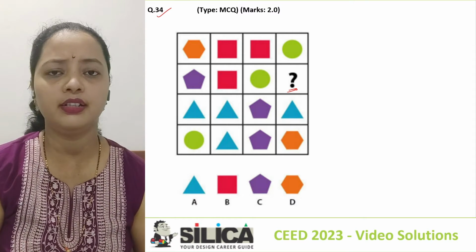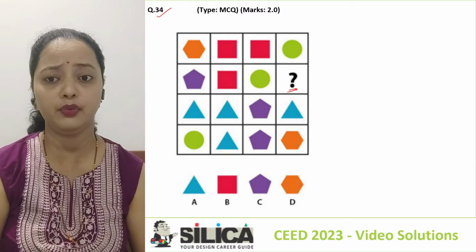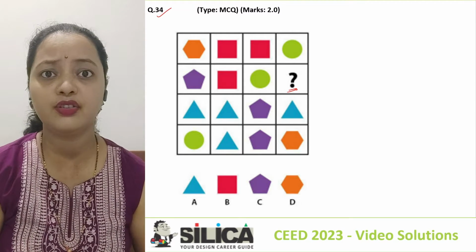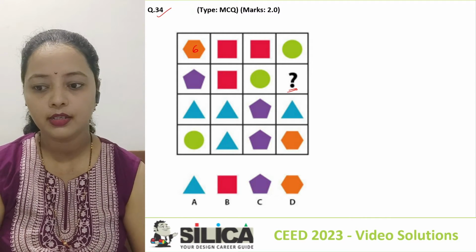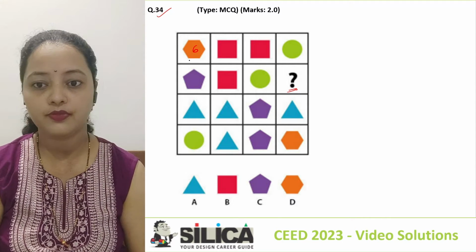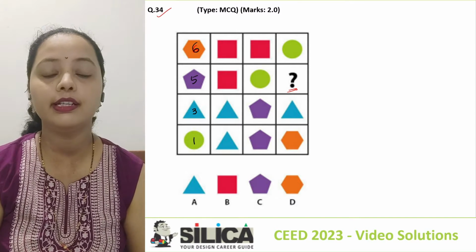Now in terms of color, if we check, there isn't any particular pattern that you can see. So what I can do is, these are geometrical figures, right? So let's count the number of sides each figure has. This is 6. Let me change the color so it's visible. This is 6, 5, 3 and the circle, let's take it as 1.